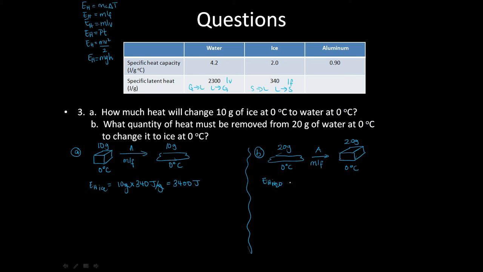EH of water will be equal to, I didn't put the M times LF for those of you who need to see it, so M times LF. And so the mass of the water is 20 grams. And the latent heat of fusion, so remember I told you if you're going from liquid to solid, will be 340 joules per gram. Cancel that out, and it's definitely going to be twice this. So it's going to be 6,800 joules. So if it's twice the amount of mass, you're going to need twice the amount of heat, right? So that's all it's trying to tell you, okay? So I hope you were able to understand this question.